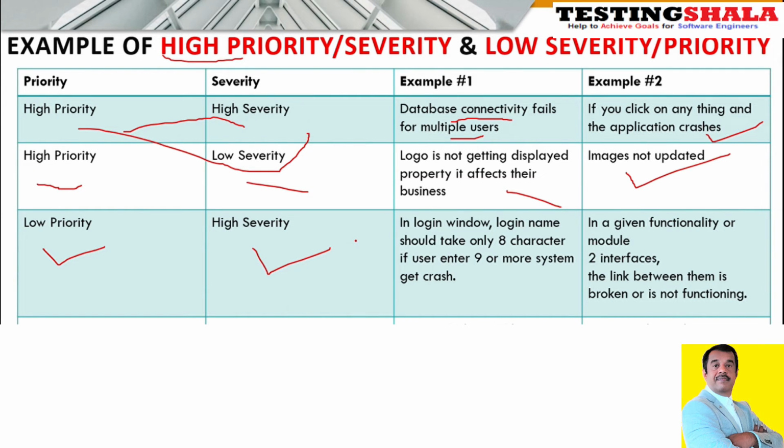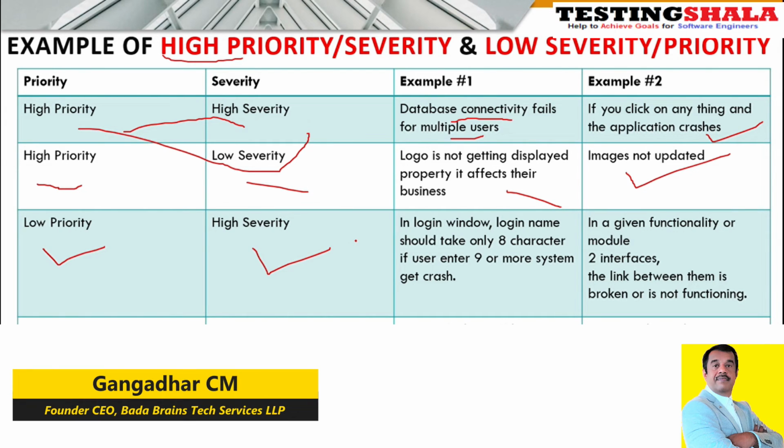And the second example is in a given functionality or module with two interfaces linking to each other, if that link is broken or not functioning, even that is a situation we will log as a high severity and low priority defect.